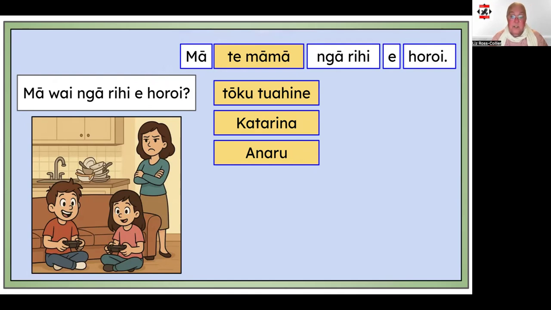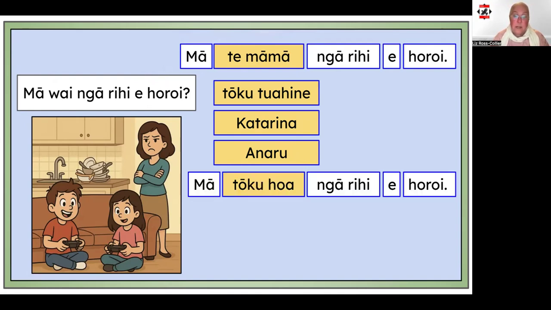Okay, let's practice using the pronouns now. We'll start using the sentence, my friend will wash the dishes, and here it is. Mā tōku hoa ngā rihi e horoi. We can change it up to māna, he will or she will. Māu ngā rihi e horoi. You will. Or if they ask the mum the question, I'm pretty sure she would say, mā kōrua, you two will.